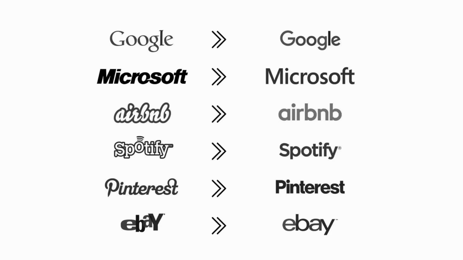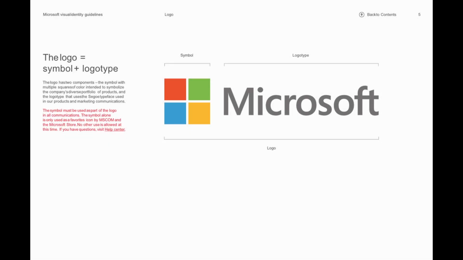Why? If you noticed, we didn't refer to the designs on the right as logos. This is a hint at the main problem. 4 of the 6 designs on the right are not actually the logos. Instead, they are half of the logo. Let's look at the Microsoft brand guidelines to better understand what this means.